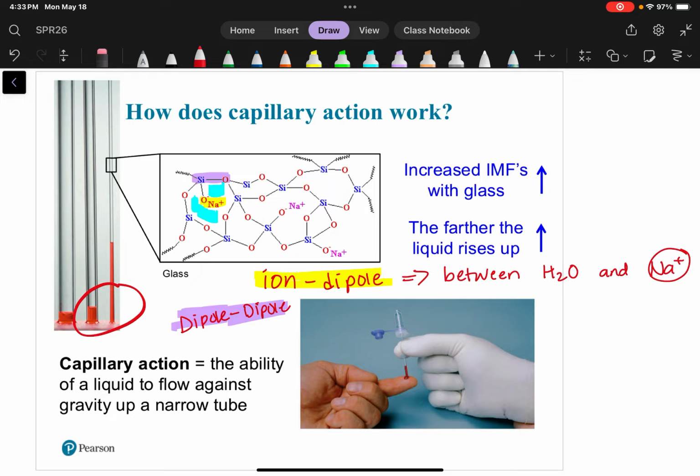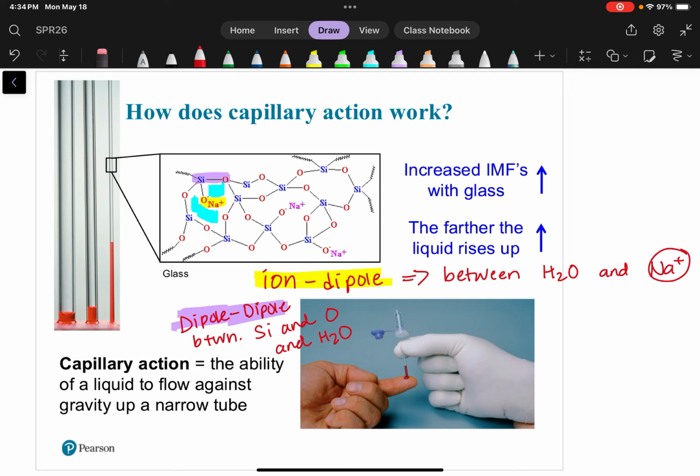So in that case, we've got dipole-dipole interactions, let's say between the H2O and the silicon and oxygen. So what am I saying here? The point is, as the water in your blood is interacting with the glass, it's going to be attracted to these different spots, and you're going to have these intermolecular forces.